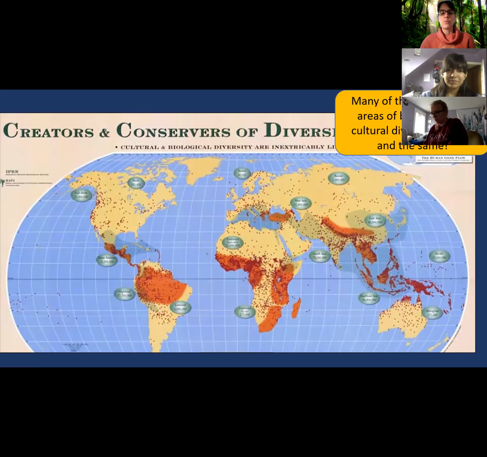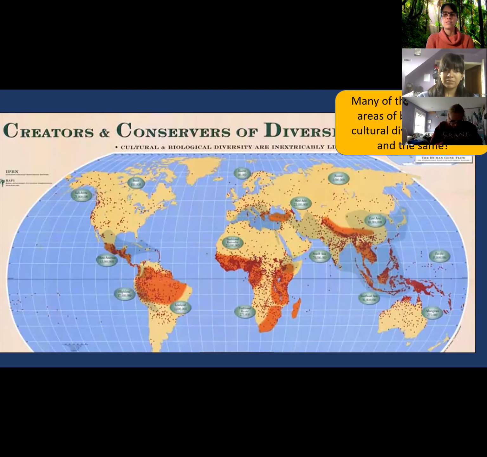So what is the intersection between cultural and biological diversity? Well, there's a really high correlation between those two things. There's been a lot of work in the last 15 or 20 years looking at where the world's biodiversity hotspots are. We've covered that at length in the past couple weeks. And then where are the world's cultural diversity hotspots?